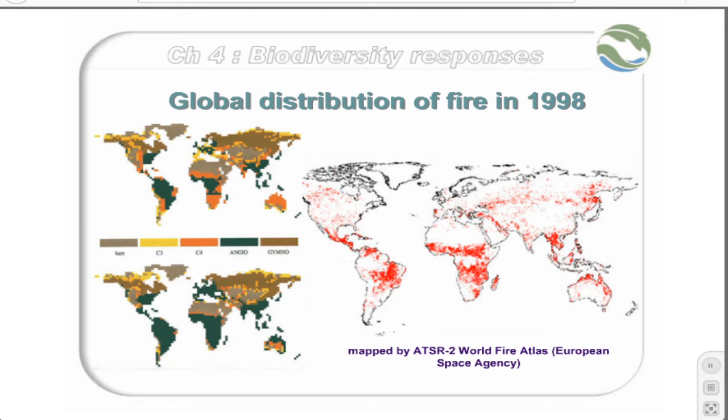This slide shows quite eloquently that where the model predicts fires are important for vegetation structure is in fact the main parts of the world in which fire does occur, as revealed by independent observation of fire frequency from satellites, as shown in the map on the right-hand side.